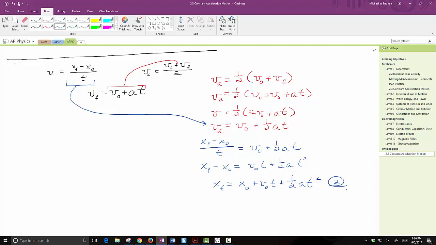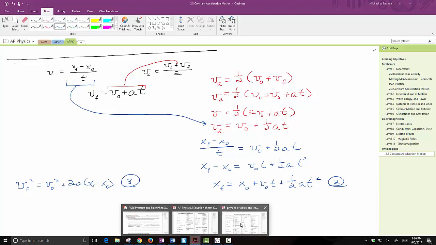I think that's good. There's one more equation, but I'm not going to go through the derivation. We're already at 15 minutes. So your third equation, we'll just write it over here. That's going to be your final velocity squared is equal to your initial velocity squared plus 2 times the acceleration times your change in position, xf minus x naught. Okay, that's your third kinematic equation.